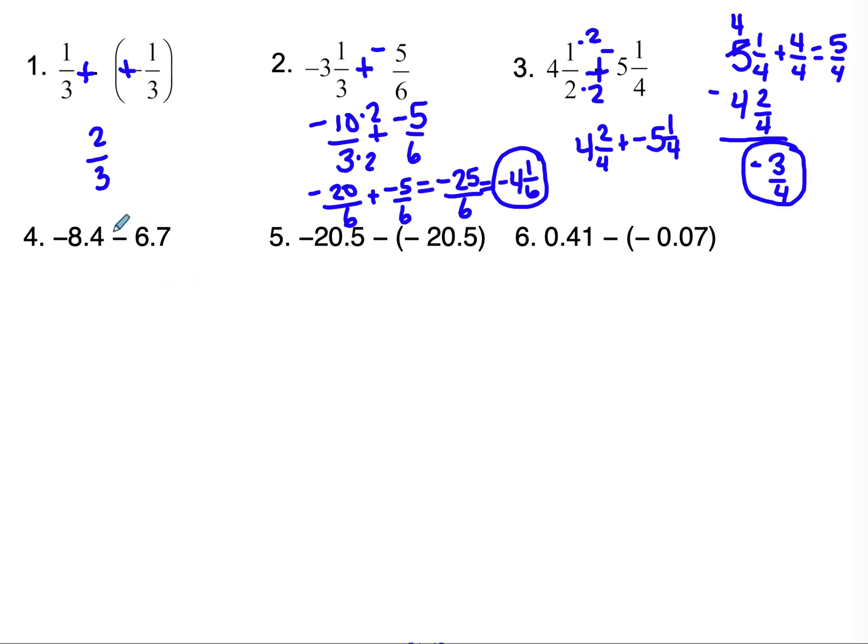All right, let's take a look at number 4. Negative 8 and 4/10 minus 6 and 7/10. Boom, change to addition. Boom, change the sign. Same sign, find the sum. We're adding. I'm going to put the one with the greater absolute value on top and line up my decimal points. Negative 8 and 4/10 plus negative 6 and 7/10. 4 plus 7 is 11. Bring down that decimal, carry the 1. 1 plus 8 is 9. Plus 6 is going to be 15. Both of these are negatives. Answer is going to be negative.